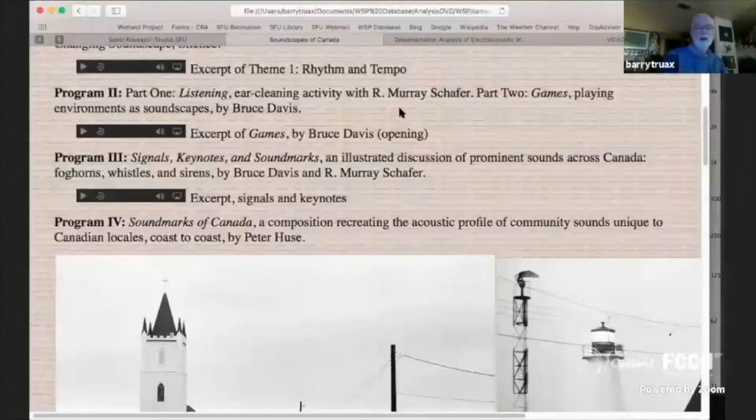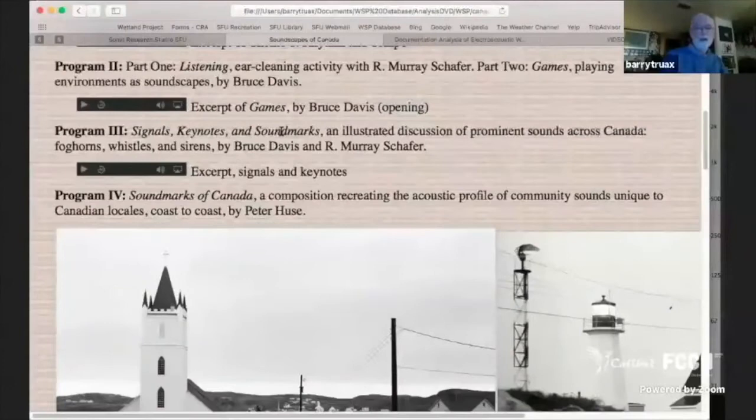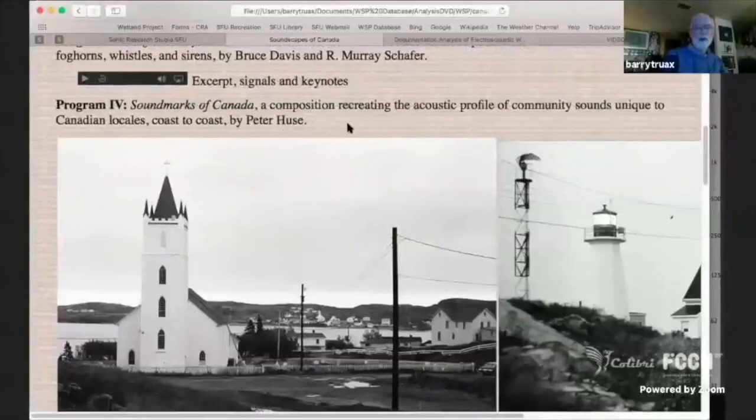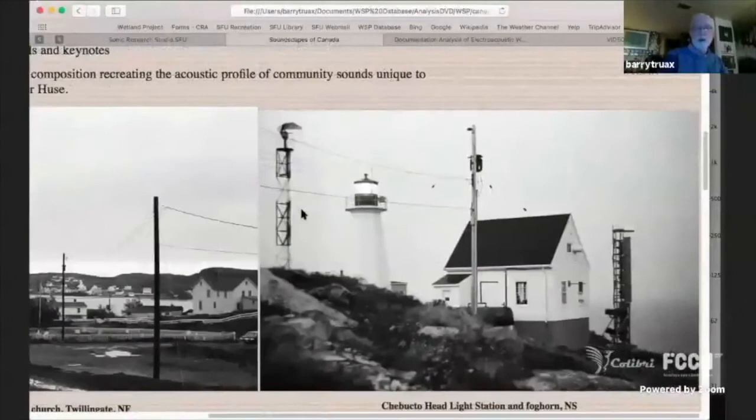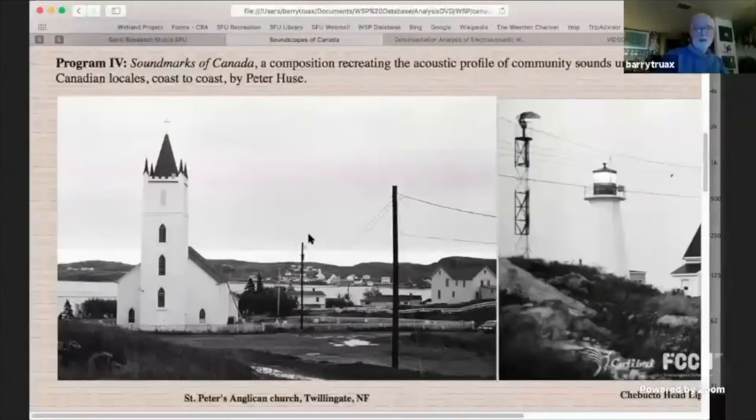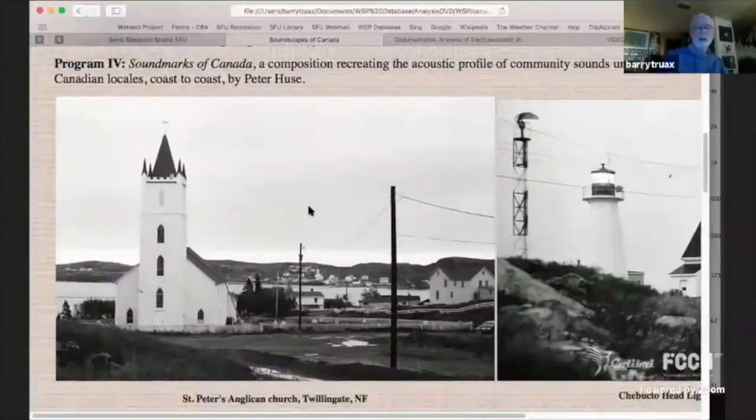Another illustrated lecture here is about signals, keynotes, and sound marks, and then taking the Vancouver sound marks and extending that across Canada with the work of Peter Huse, who took representative sound marks in Canada, which, as has been pointed out these days, represent our colonial history and so on. And this is of course quite true, the way Canada was settled and developed around these communities, including their acoustic communication.